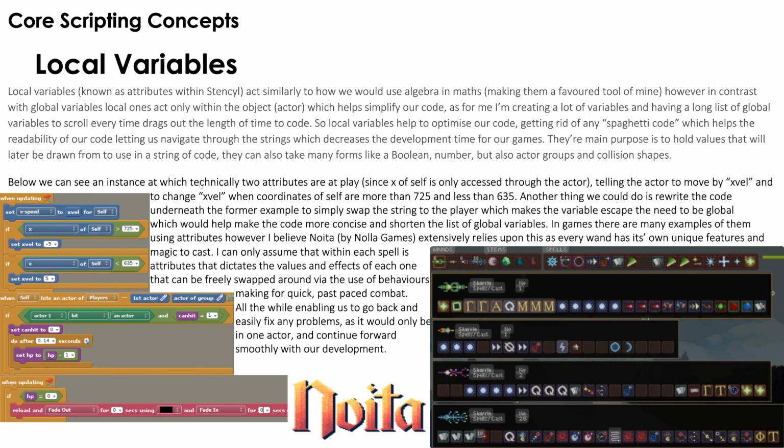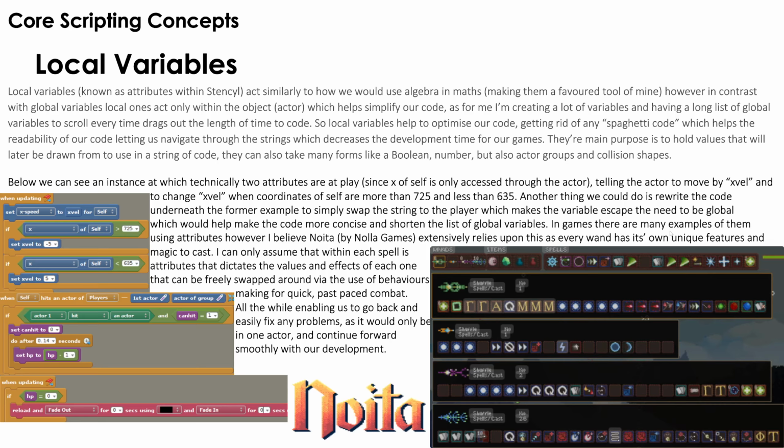Below we can see an instance at which technically two attributes are at play, since x of self is only accessed through the actor, telling the actor to move by x velocity and to change to x velocity when coordinates of self are more than 725 and less than 635. Another thing we could do is rewrite the code underneath the former example to simply swap the string to the player, which makes the variable escape the need to be global, which would help make the code more concise and shorten the list of global variables.